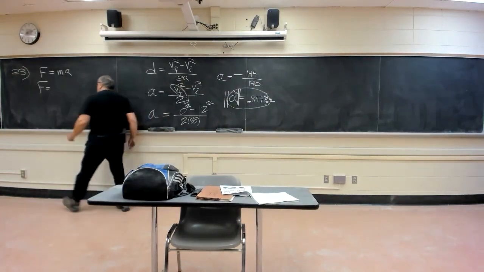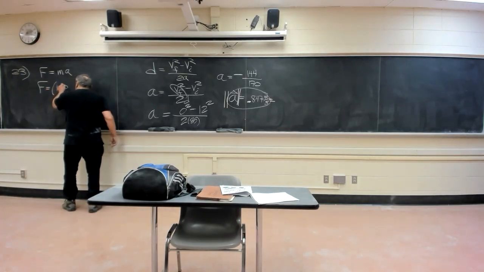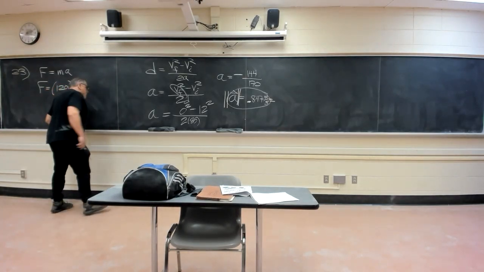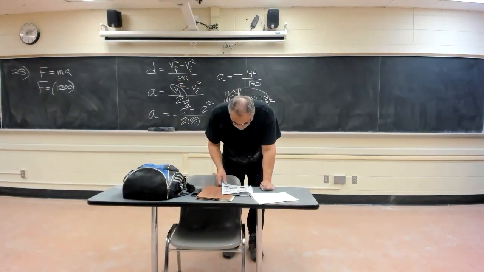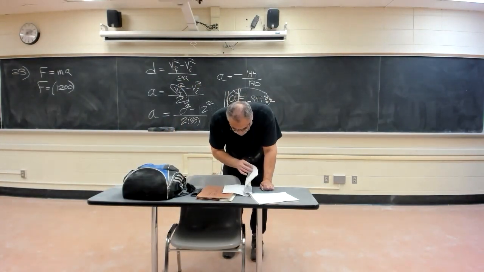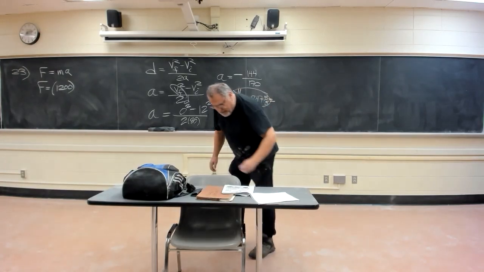This thing right here, the mass of the boat, was it 1,200 or 12,000? I think it's 12,000. It's got here 1,200. Okay, so that's good enough for me. The mass is 1,200.